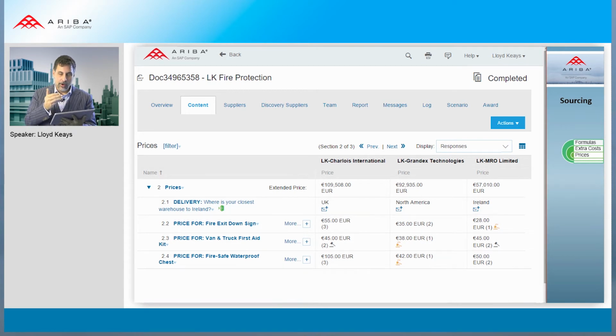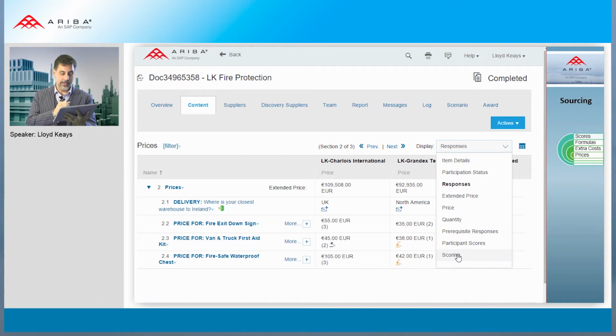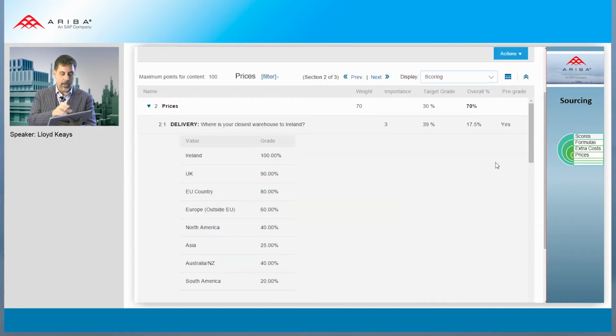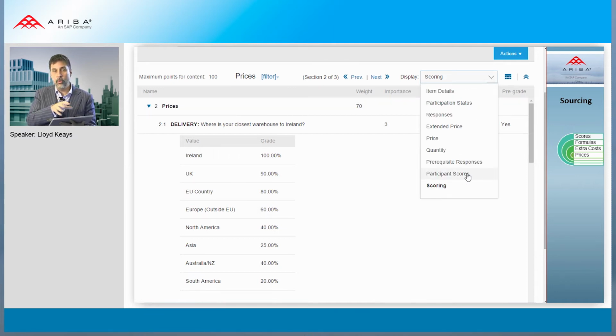Now, the next layer of information is more the qualitative data. So we're going to look here at scoring. Where's your closest delivery to Ireland? So we have a table of countries, those were our selection, and depending on where the supplier provides his answer, we will give a score. This is just an example on how this works. So we don't need to manually analyze the result, we can just let the system apply the score that we prepared beforehand. And we gave an overall value of 30% for that question.